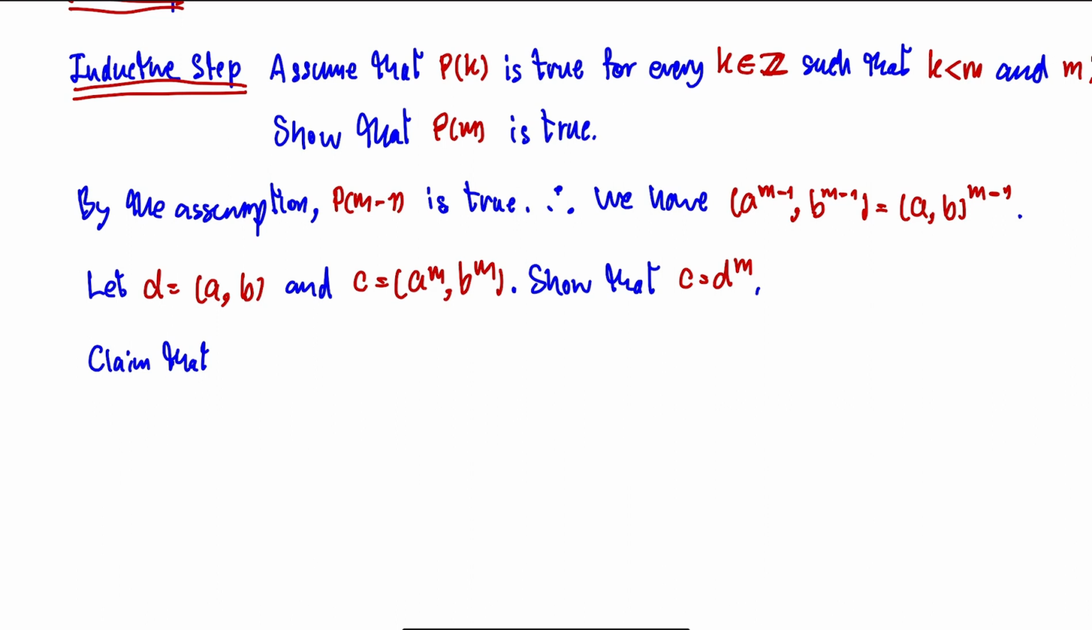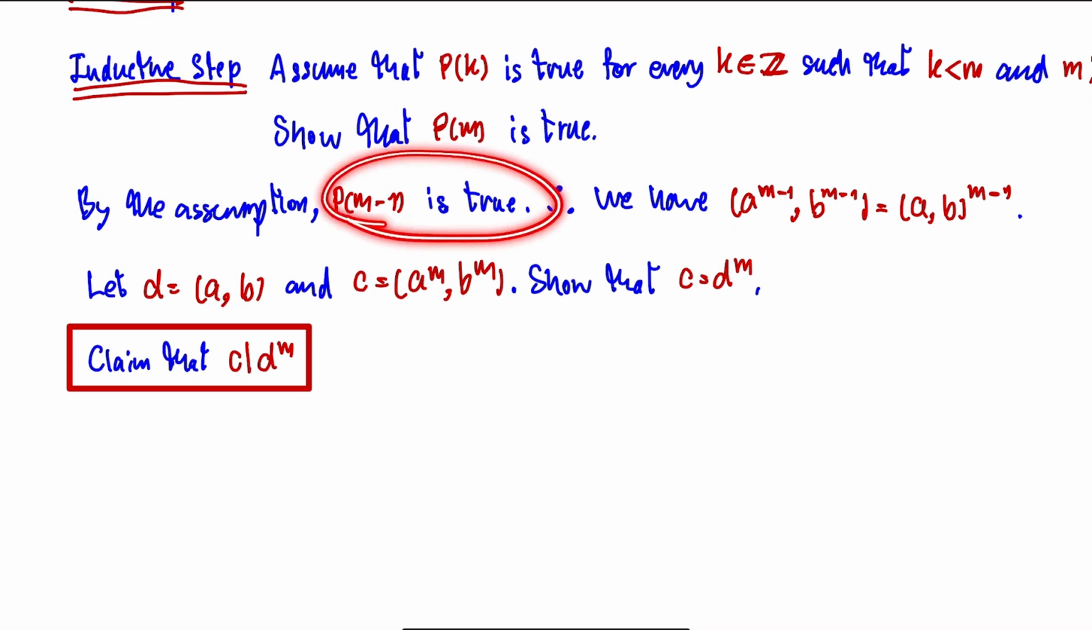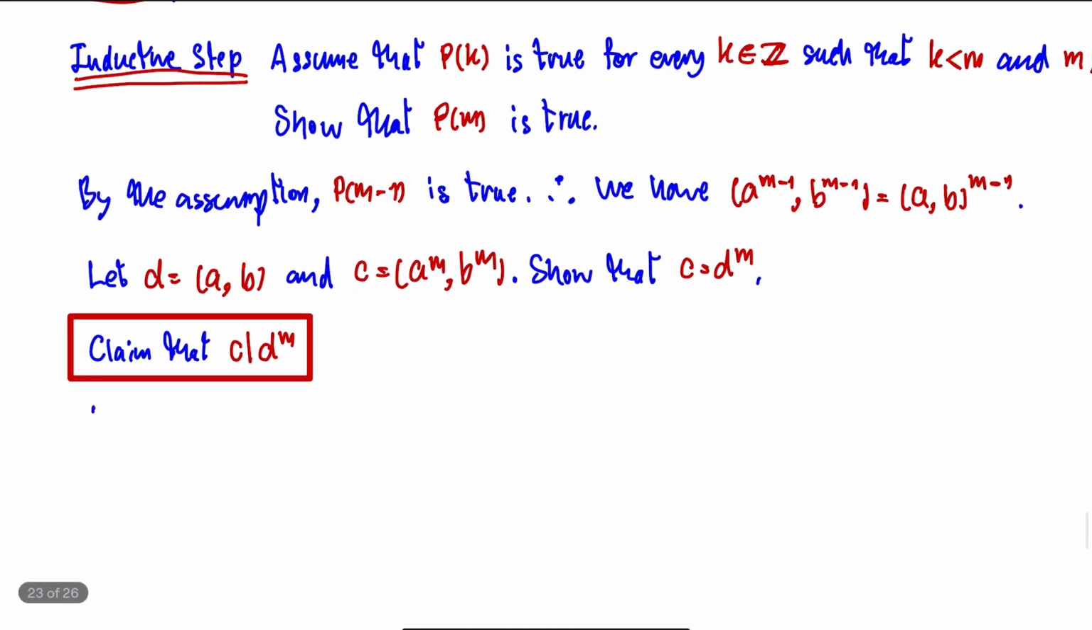So I've got to show that C divides D raised to the power of m. Let's prove this one. The first thing we have to do is use P of m minus 1 here. I'm going to let K be the greatest common divisor of a to the m minus 1 and b to the m minus 1.